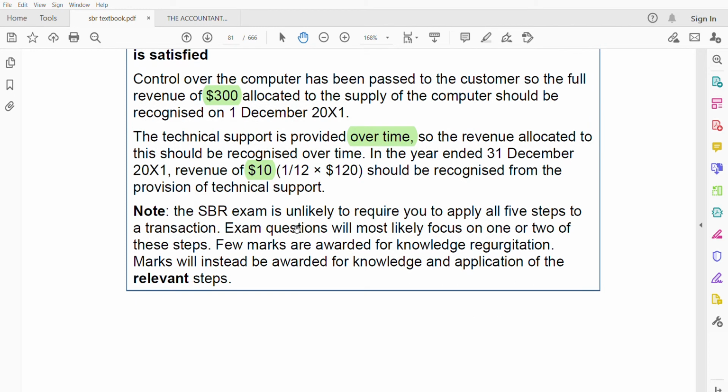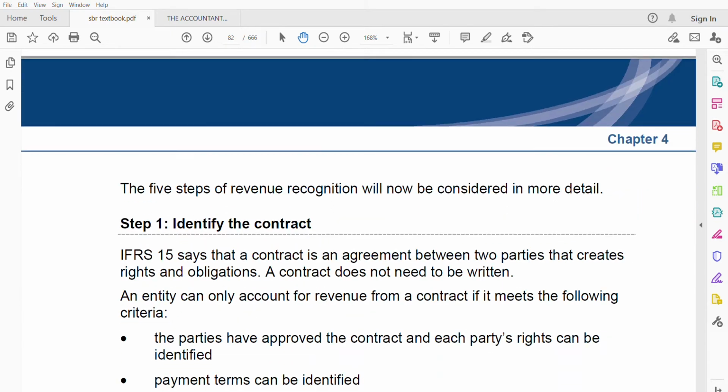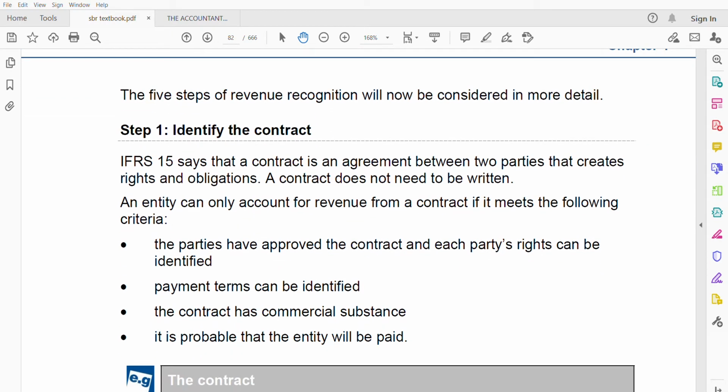Okay. In the SBR exam it is unlikely to require you to apply all 5 steps to a transaction. Exam questions will most likely focus on one or two of the steps. Remember this, please. It's only one or two steps in the exam that you might need to go through. They will never ask you to apply all the 5 steps to recognize revenue. Maybe in financial reporting, but not in SBR exam. More marks are in fact for the application of the relevant steps rather than the knowledge part. So now let us go in detail to step 1.